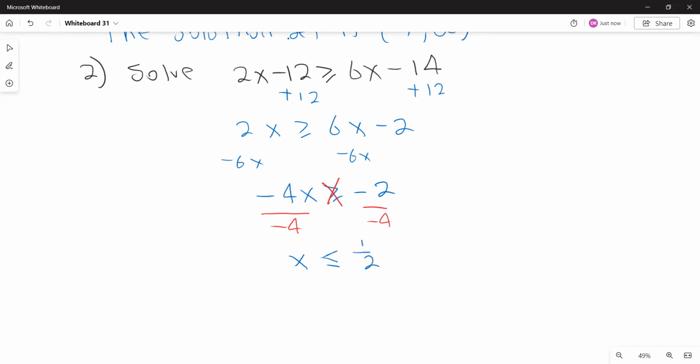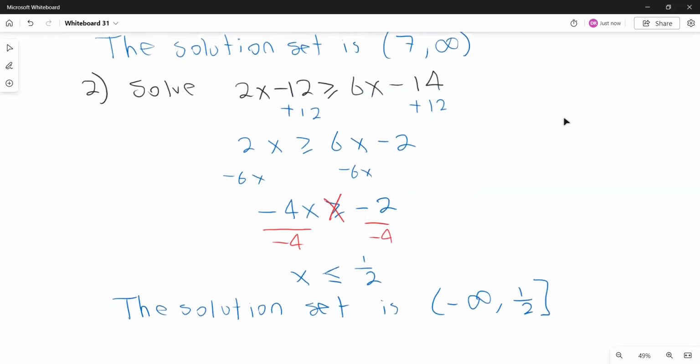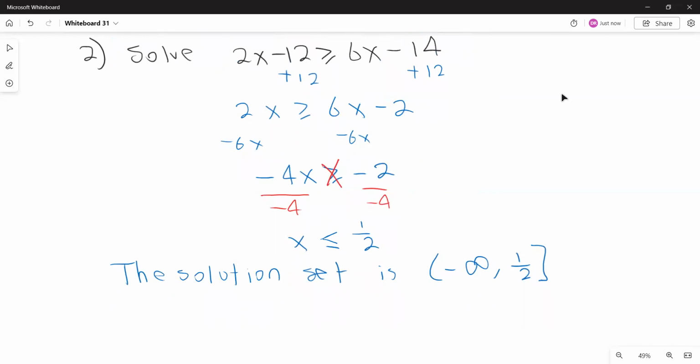And the solution set is going to be everything to the left of 1/2, including 1/2. So the solution set is negative infinity to 1/2 with a bracket. So remember, infinity and negative infinity will always have a parenthesis next to them.